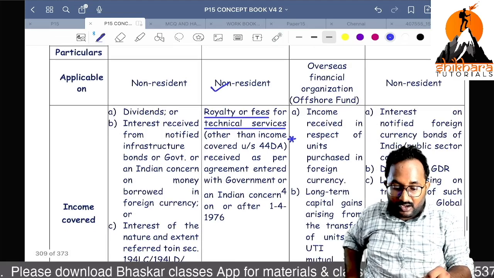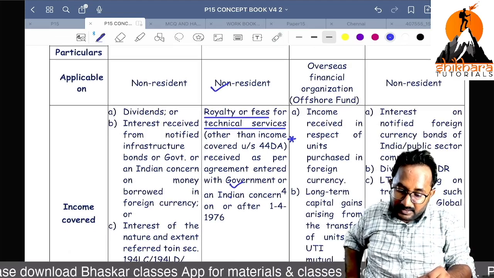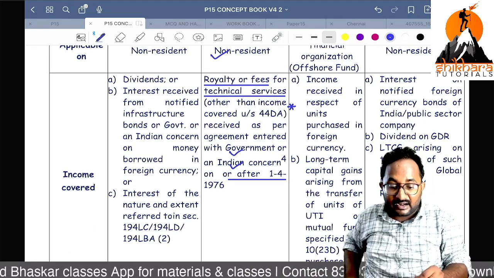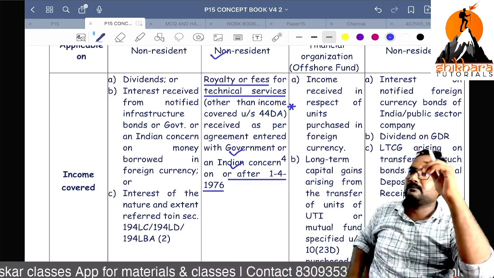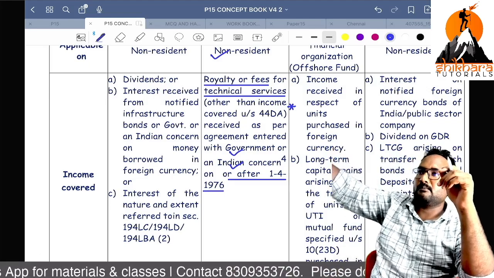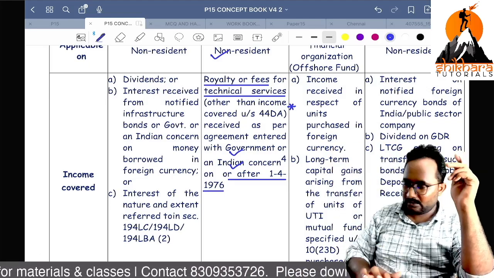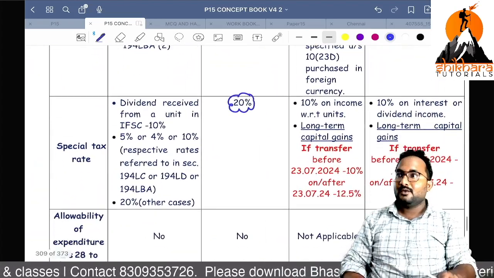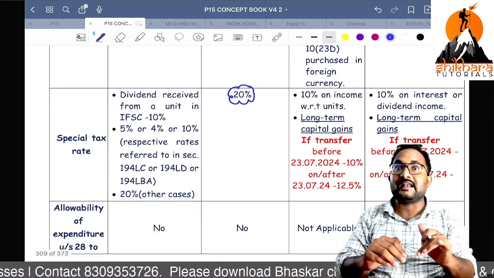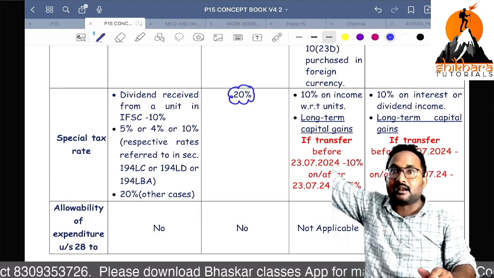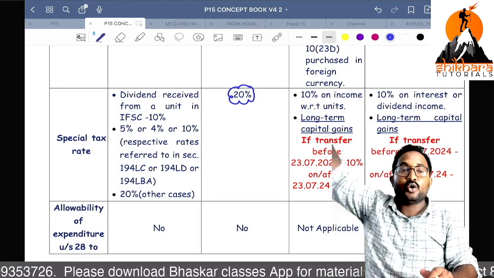Here also the agreement is taken from the government or an Indian concern, but the agreement must be on or after 1/4/1976. In the previous one, it was 31st March 2003. Now, remember, what is the rate? 20%. It is a special tax rate of 20. Now you can't apply 35. 35 is the normal tax rate applicable under 44DA, but now it is 20%.